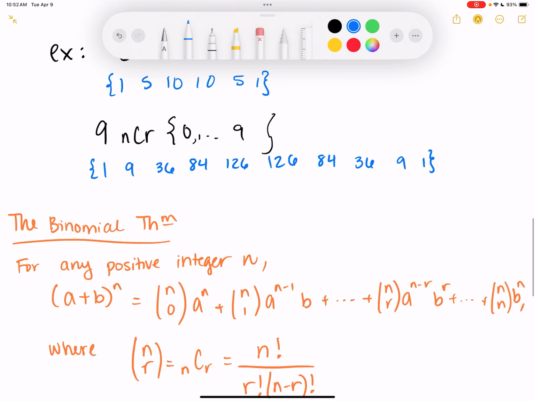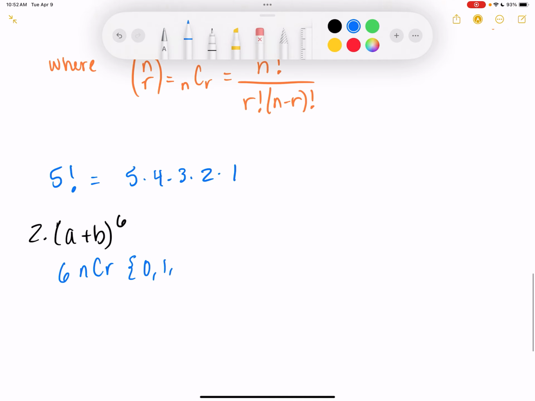We did it starting at 0, so 0 through 6. And it will produce the coefficients, basically like Pascal's triangle. So this first method, they want us to use the calculator. The next one, they want us to use Pascal's triangle. So I have to type the 6 first, then math over to probability, and then it's NCR, which is option 3. Then you have to do the little brackets, 0, 1, 2, 3, 4, 5, 6.